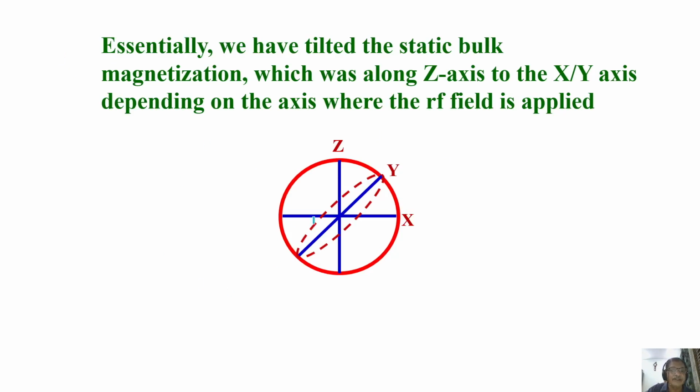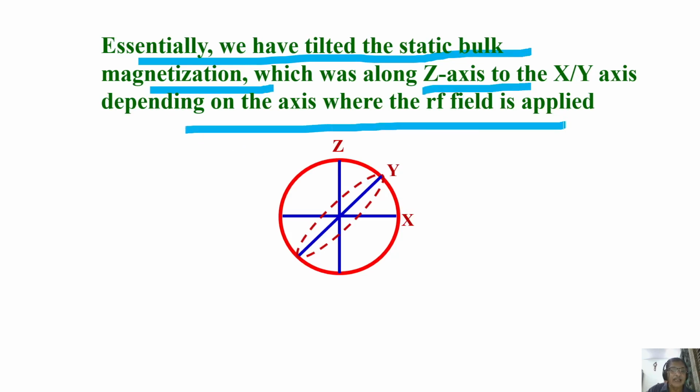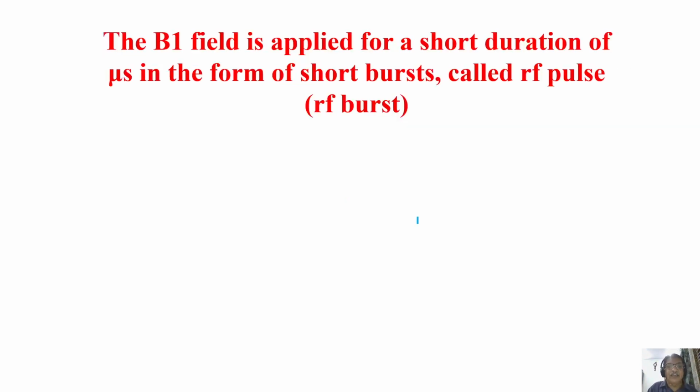So what we did is, essentially, we have tilted the static bulk magnetization from the Z axis to the XY plane, depending upon which direction you are applying the pulse. If you are applying along the X axis, you can bring the magnetization along the Y axis. If you are applying along the Y axis, you can bring the magnetization to the X axis. Exact directions we will discuss when we talk about the phases of the pulses and the NMR signal. Are you understanding? Is it clear for you?